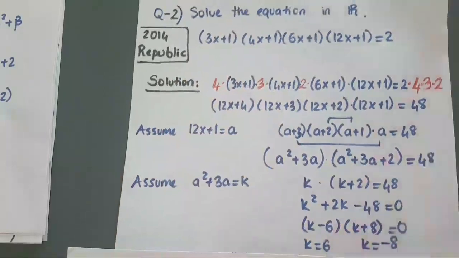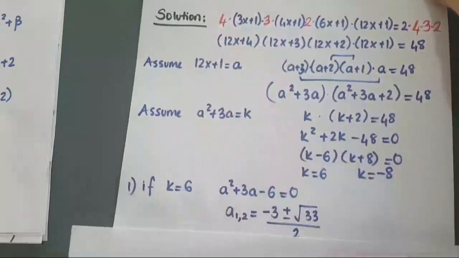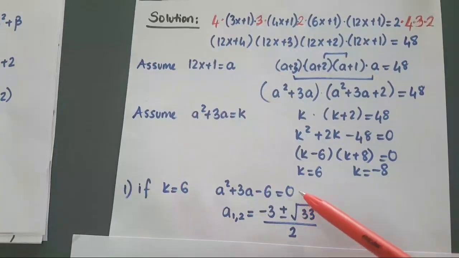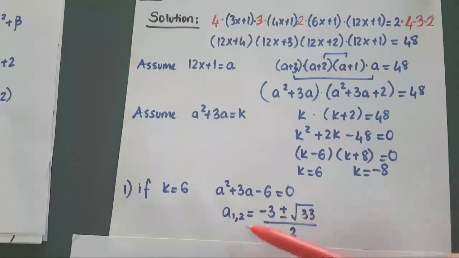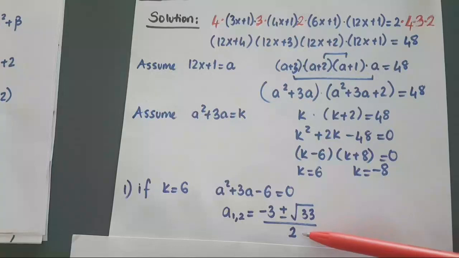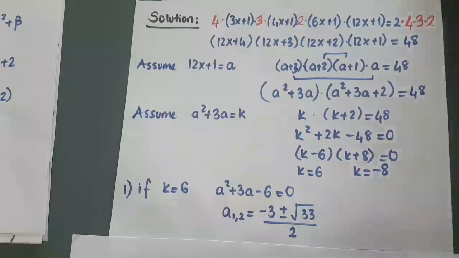What was k? K is a squared plus 3a. So the first one. If k is equal to 6, a squared plus 3a will be 6. So I will get this quadratic equation: a squared plus 3a minus 6. When you solve it, factoring is not that easy, so we use the quadratic formula. A1 and A2 are by the formula. I'm not writing all the steps. I think you know how to get it. Minus 3 plus or minus root 33 over 2 are the roots for the first case, if k is equal to 6. What is the other case?